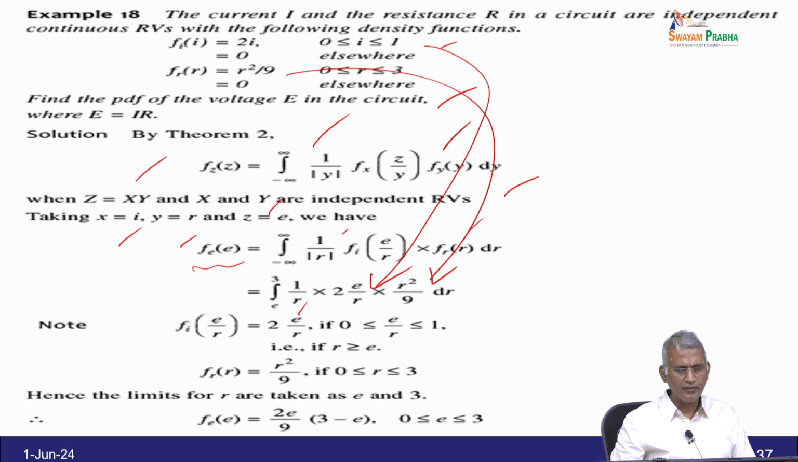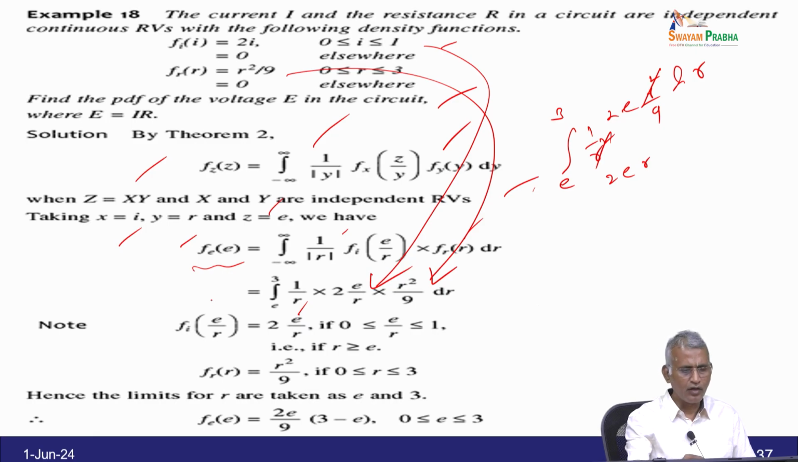So that simplifies. The integration becomes the integral from e to 3 of 1 by r square into 2 into e into r square by 9. So r square gets cancelled, and we have to integrate. So this becomes 2 into e into r, that is corresponding to the function f_E(e) that will come. Similarly, we can go for f_I(e by r), replace e to e by r, so that 2 by e by r. Therefore, e by r lies between 0 to 1.